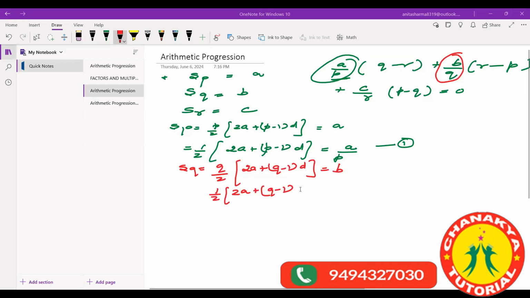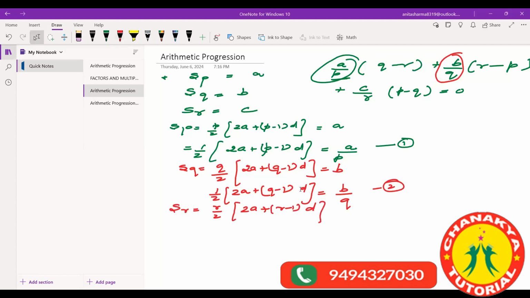Now see, (Q minus 1) into D is equal to B by Q. This is your second equation. Now sum of R terms is R by 2 into (2A plus (R minus 1) into D) is equal to C. So now in the third part, in third term, we want C by R, right? So we will divide both the sides by R, so it will be 1 upon 2 into (2A plus (R minus 1) into D) is equal to C by R. All have understood this thing?